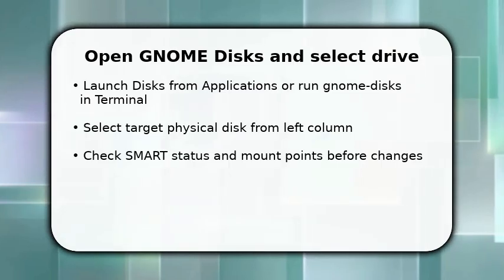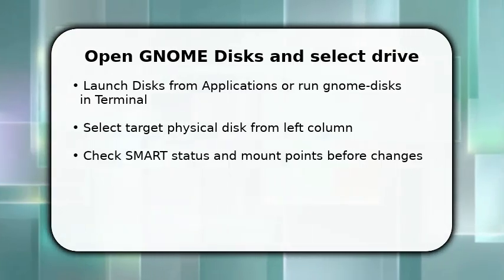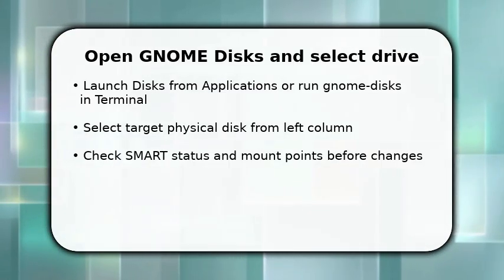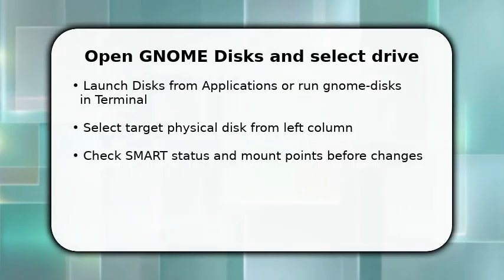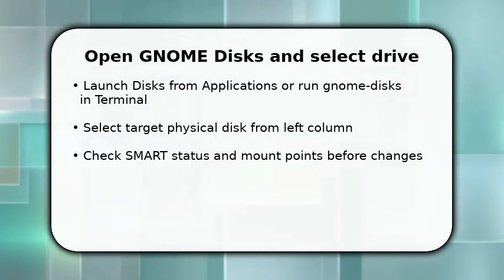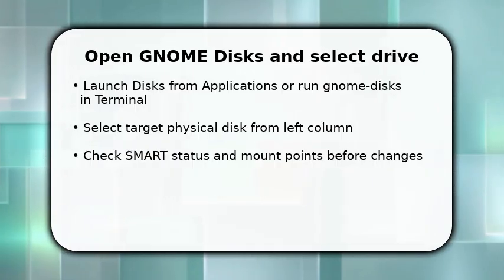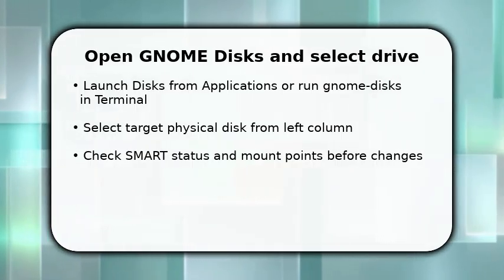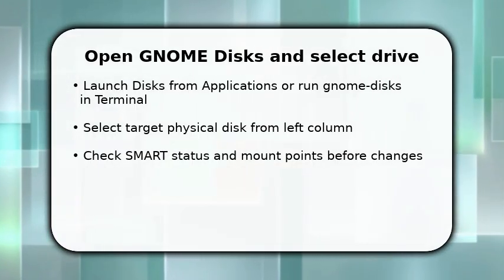Enjoy the video. You start by opening GNOME Disks and picking the physical disk you want to work on. First, visually confirm the device model and size so you avoid the wrong disk. Then check SMART data and existing mount points. This tells you if the drive is healthy and which partitions are active.